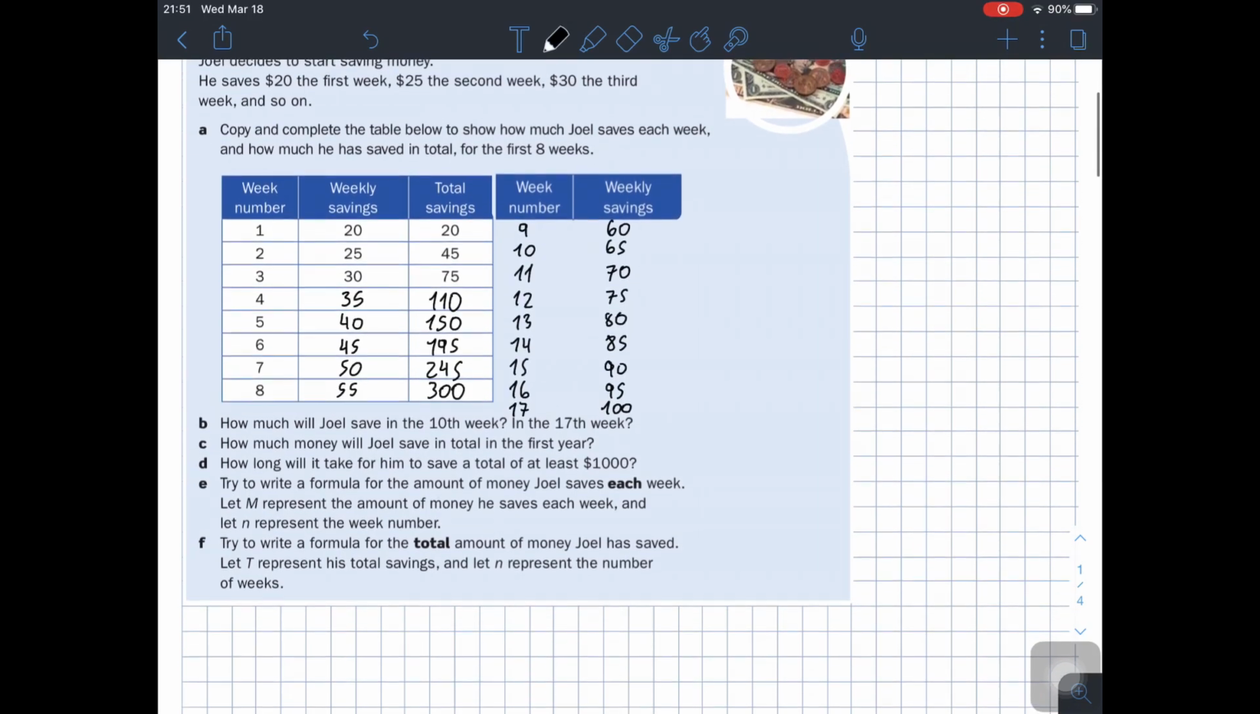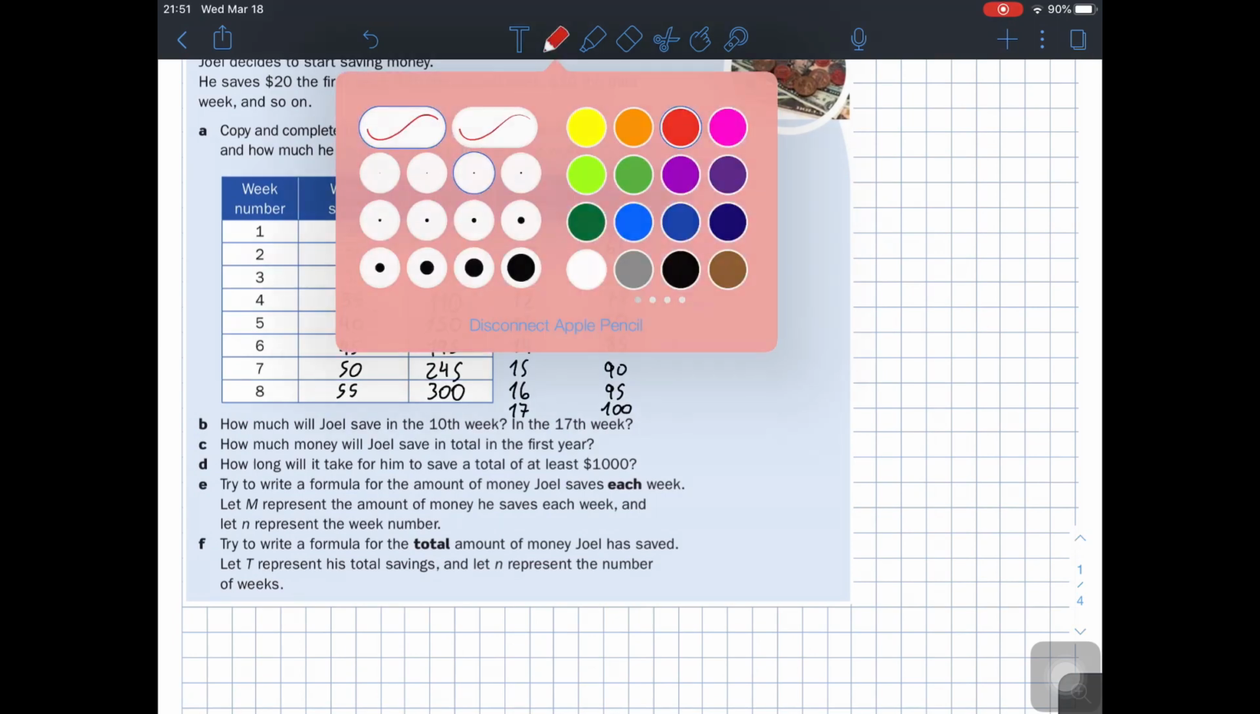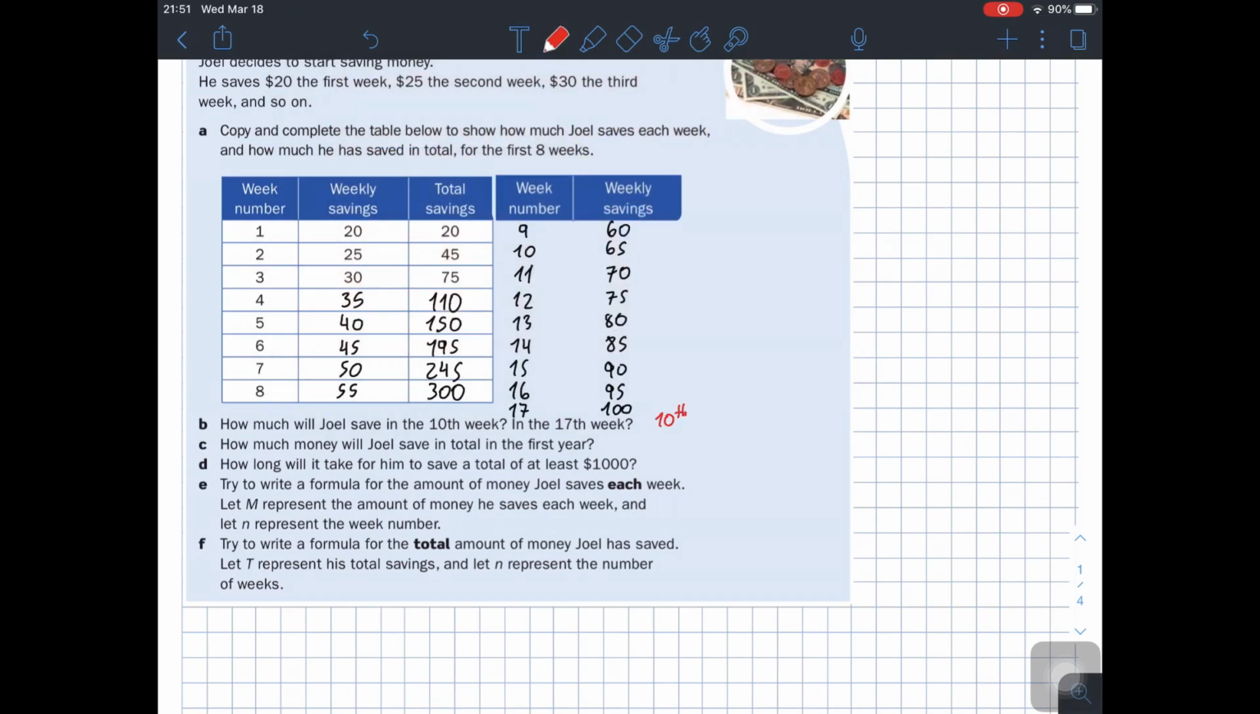Okay, so for the 10th week, I'm going to write as an answer. For the 10th week, Joel should save $65. And for the 17th week, Joel should save $100. Okay.